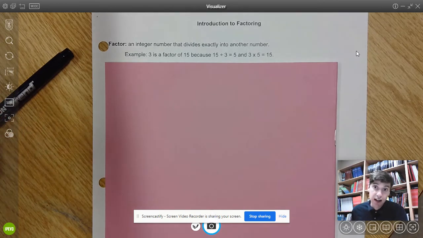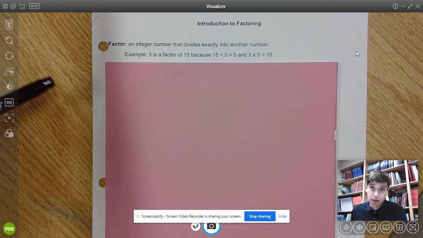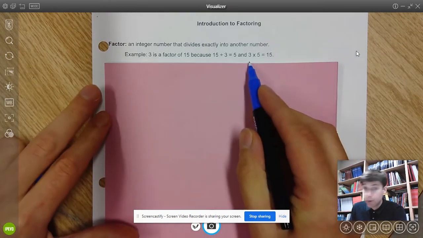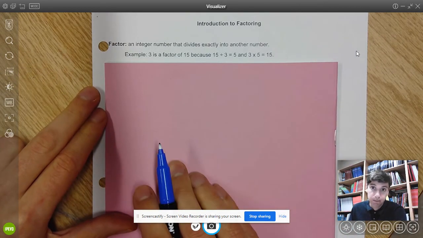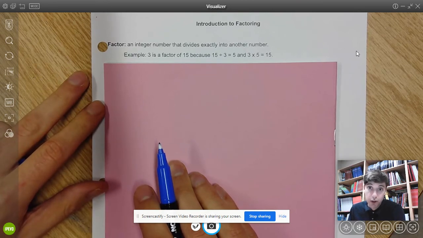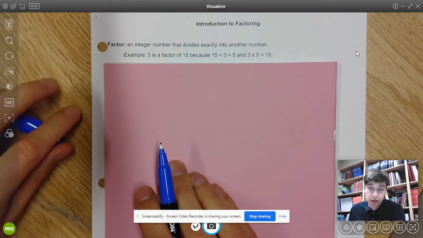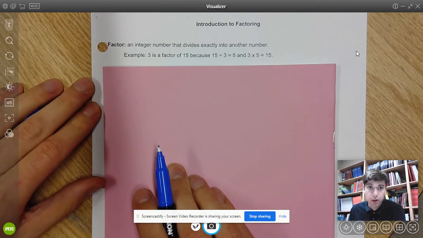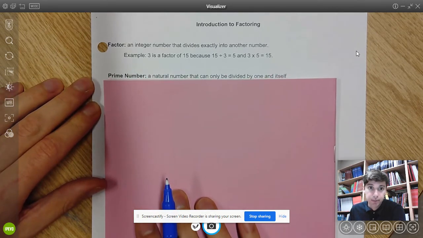And because 3 times 5 is 15, that means 3 and 5 are both factors of 15. A factor of 12, well, 2 divides into 12, 6 divides into 12, 3 and 4. So those are what factors are.